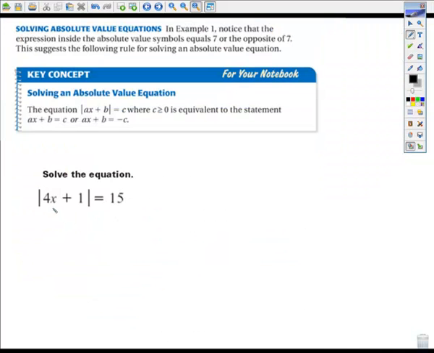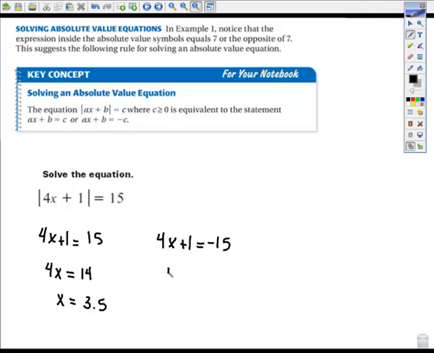So let's go ahead and try this one. The absolute value of 4x plus 1 equals 15. So the first thing I do is take off the brackets and set it equal to 15. And then I'm going to take off the brackets and set it equal to negative 15. So I'm going to solve both of these equations. So I would subtract 1. 4x would equal 14. And then I will divide, and 14 divided by 4 is 3.5. And I'll do it over here. 4x would equal negative 16, so x would equal negative 4.